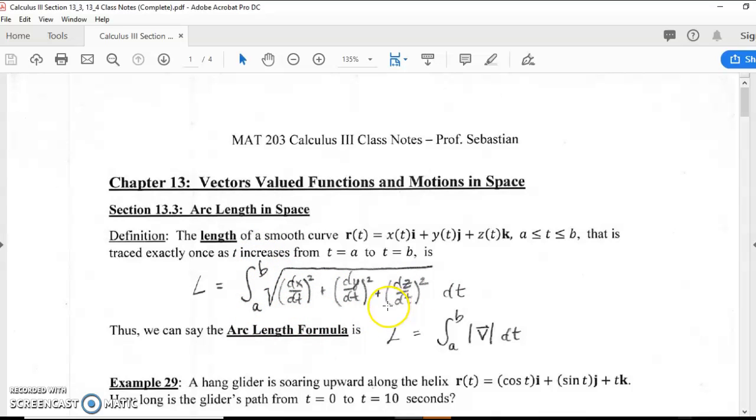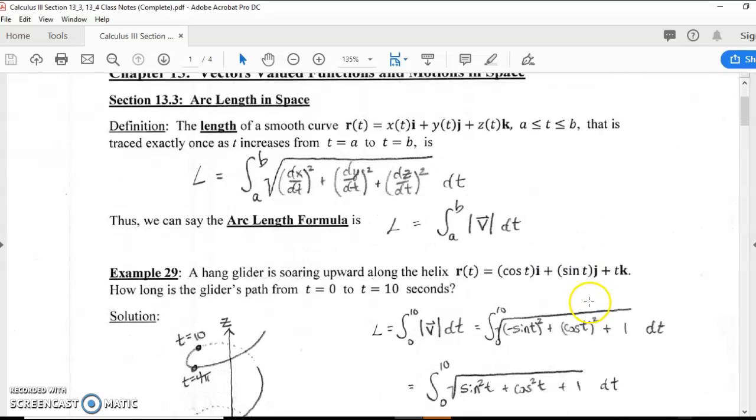So notice that that is simply the magnitude of the velocity vector, because remember the velocity vector is r prime of t, so these would be the components of r prime. So it's the magnitude of velocity evaluated from a to b, dt.